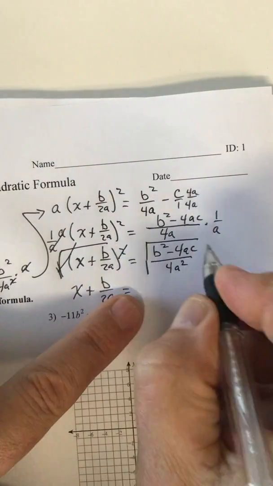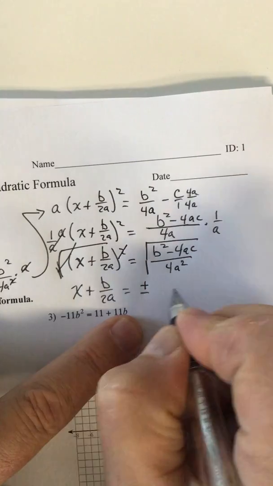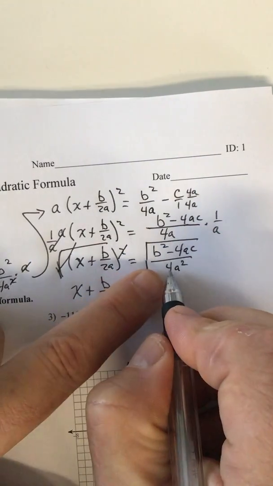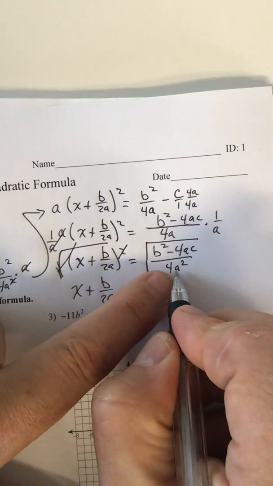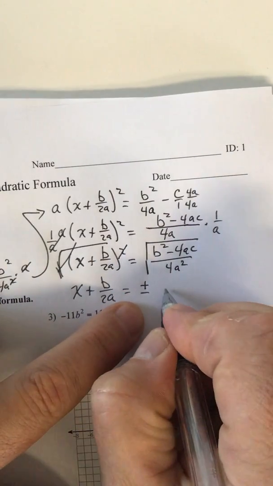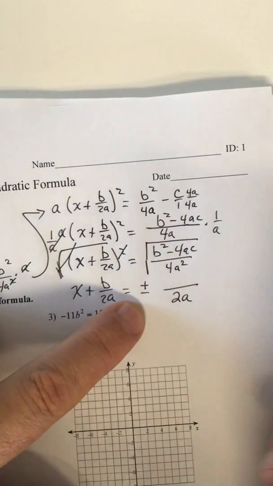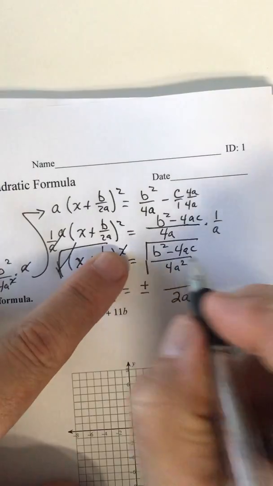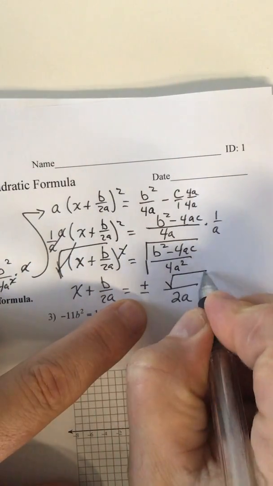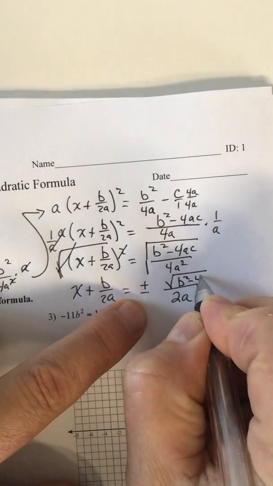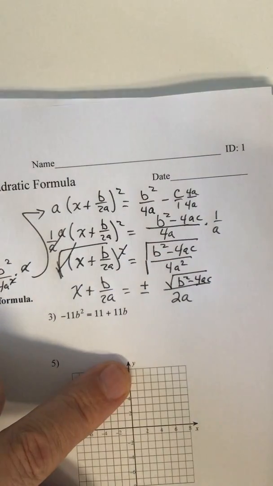Over here, square rooting something gives us the positive and the negative answer, but now look at the bottom. The square root of 4 is 2, and the square root of a squared is a. So the bottom actually comes out as 2a, but the top does not. So we'll just leave that as b squared minus 4ac.